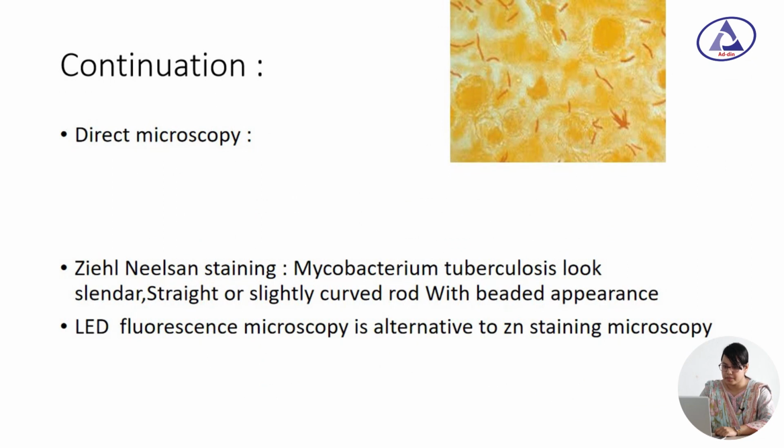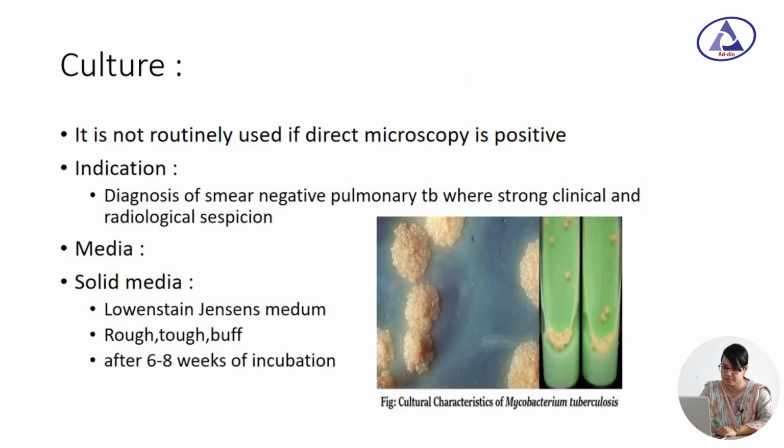Direct microscopy: Ziehl-Neelsen staining. Mycobacterium tuberculosis looks like a slender, straight or slightly curved rod with beaded appearance. Fluorescence microscopy is an alternative to Ziehl-Neelsen staining microscopy. Culture. It is not routinely used if direct microscopy is positive. When to do culture? For diagnosis of smear negative pulmonary TB where there is strong clinical and radiological suspicion.